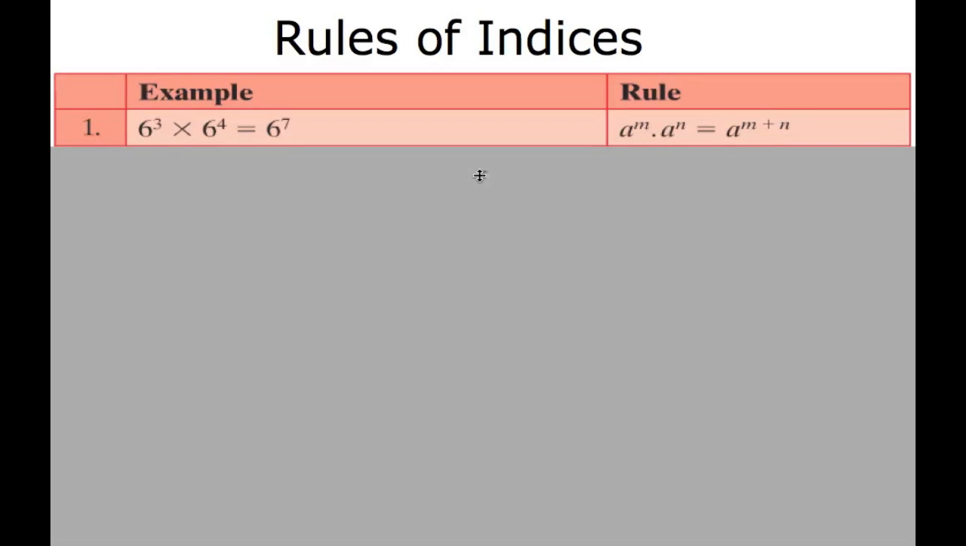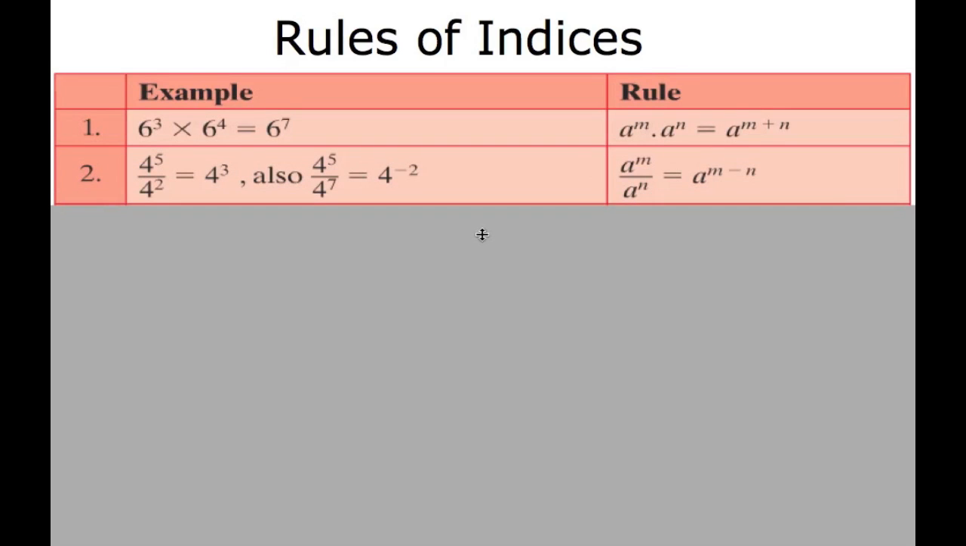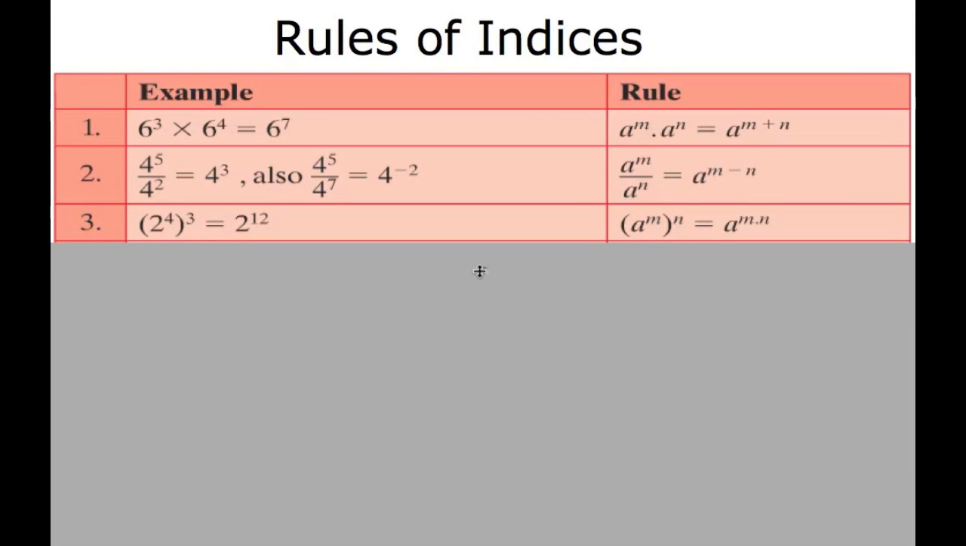We have an addition rule when we're multiplying powers, like 6 cubed multiplied by 6 to the power of 4. We add the powers and get 6 to the power of 7. There's a subtraction rule for division. So 4 to the power of 5 divided by 4 to the power of 2 gives me 4 to the power of 3. There's a multiplication rule when we see brackets. So 2 to the power of 4, all to the power of 3, we multiply and get 2 to the power of 12.